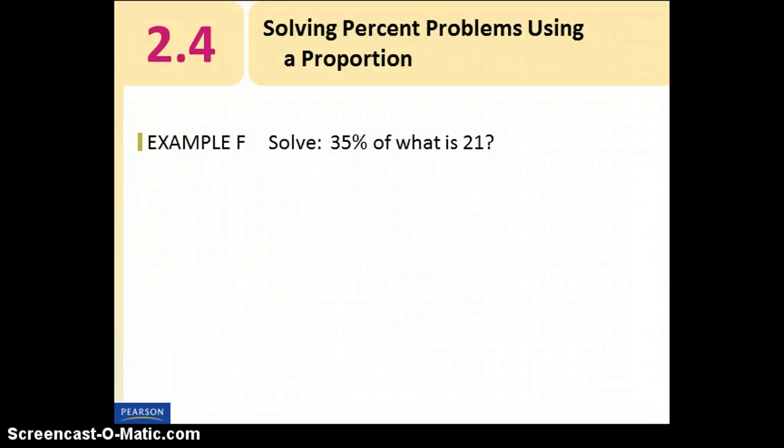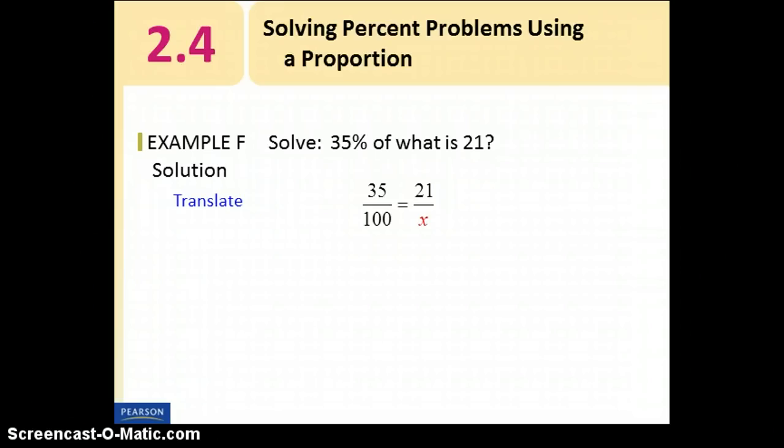Now let's use this method to solve some percent problems. For this one, the percent question asks 35% of what is 21? We start by translating to a proportion. Notice that the word what follows the word of, so we will use a variable to represent the base and put that variable in the bottom.